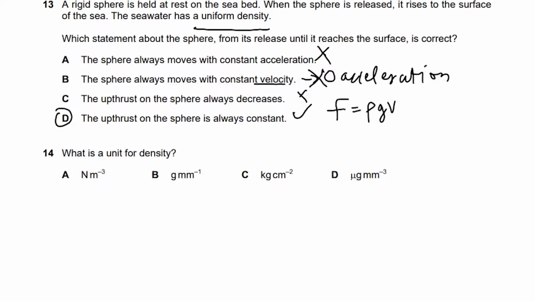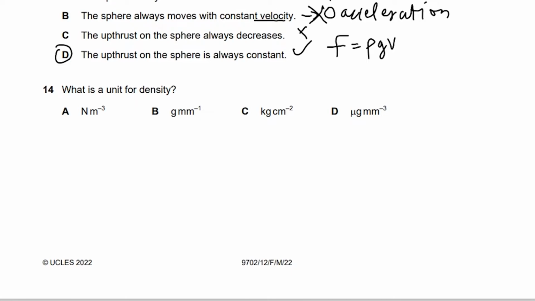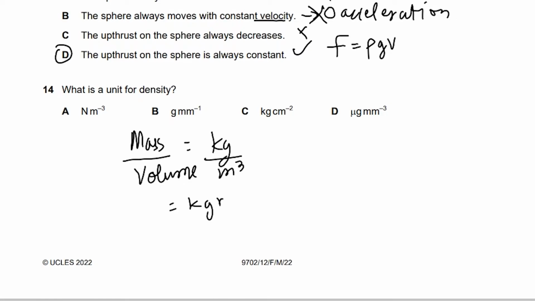Question number 14. What is a unit for density? Okay. So what is density? Density is mass over volume. The SI unit for mass is kg. The SI unit for volume is meter cube. So density is kg m raised to the power minus 3. What is a unit for density?